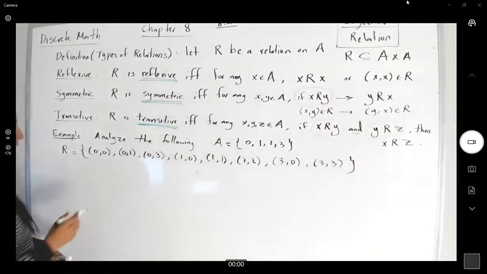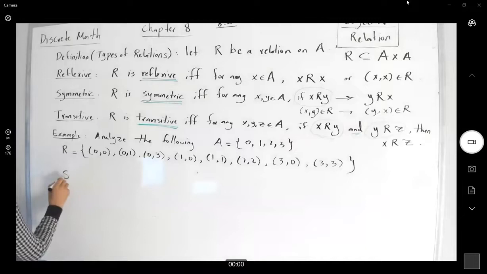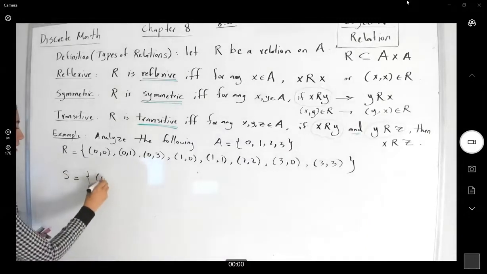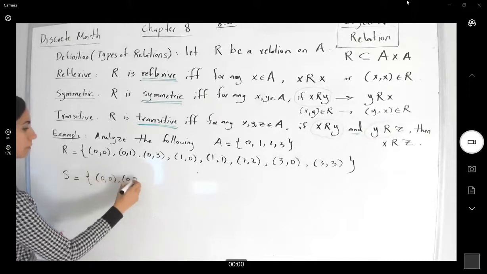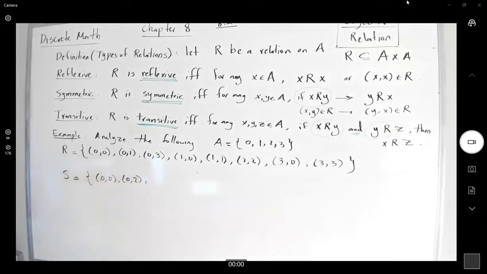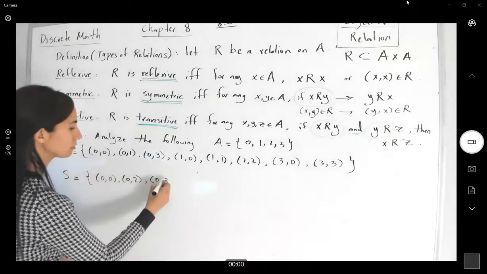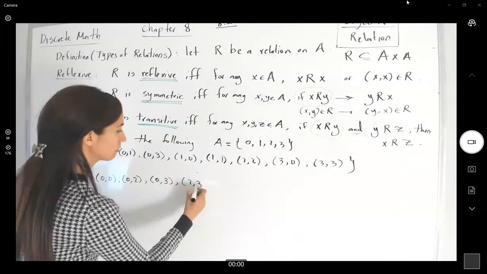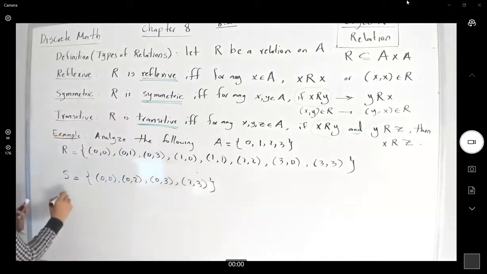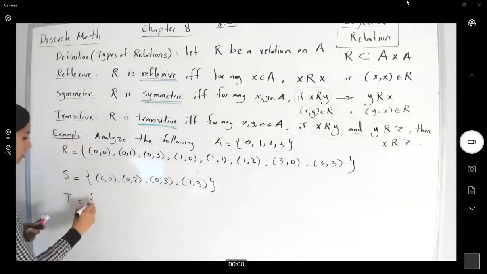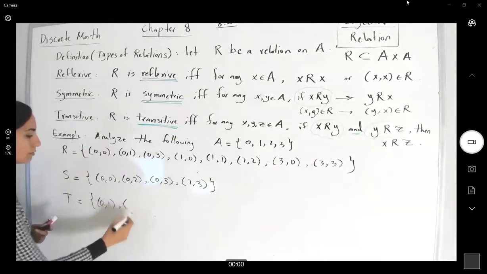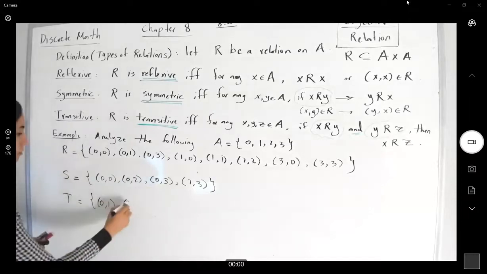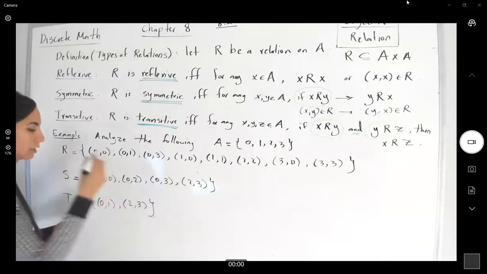The second relation is S, which is defined as the collection of (0,0), (0,2), (0,3), and (2,3). Now check the last relation T, which includes two points, (0,1) and also (2,3).